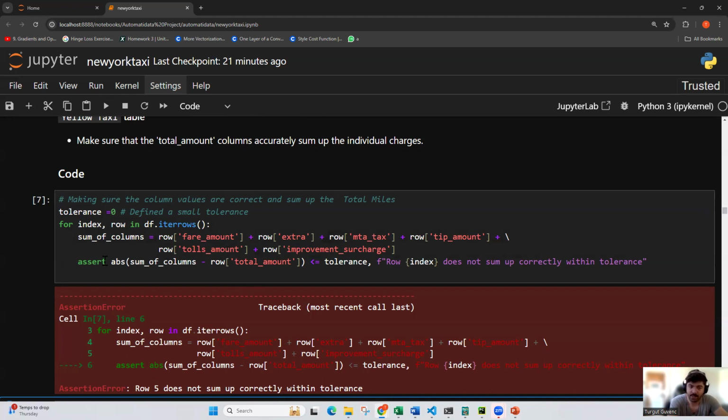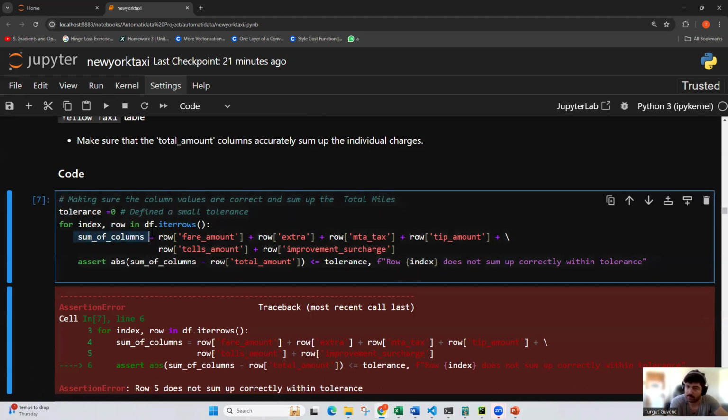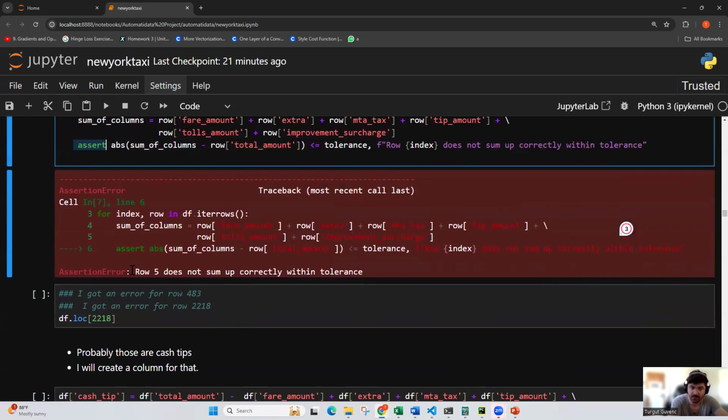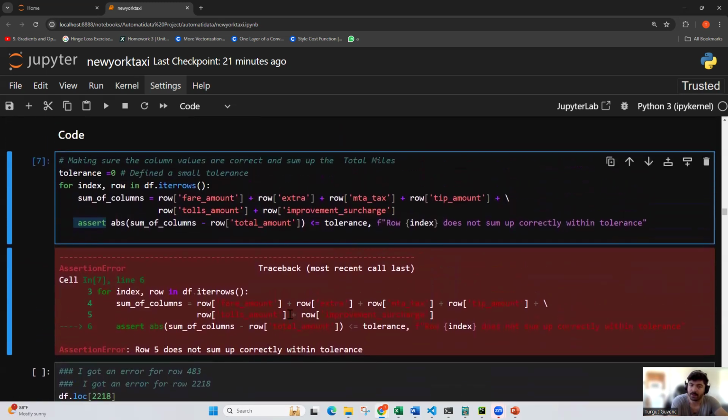After calculating that sum of columns, I am subtracting the sum of columns from the row's total amount and checking here with assert whether our condition is met. We are getting the absolute value. If it's lower than or equal to the tolerance, that means it's okay. If it's not, it will give us an assertion error, like we can see here: row 5 doesn't sum up correctly within the tolerance.